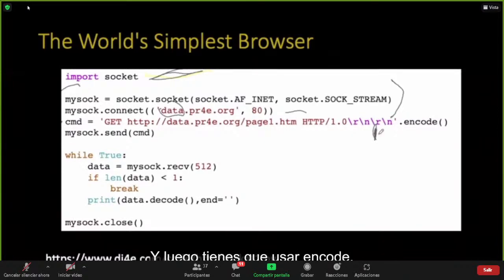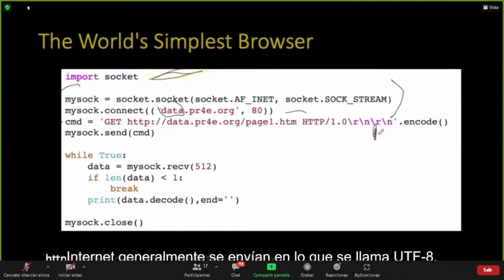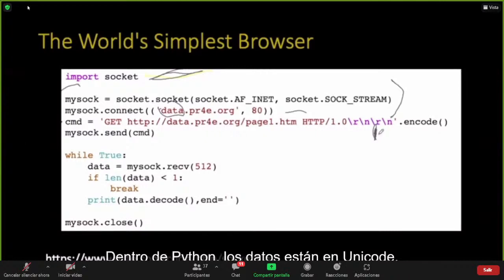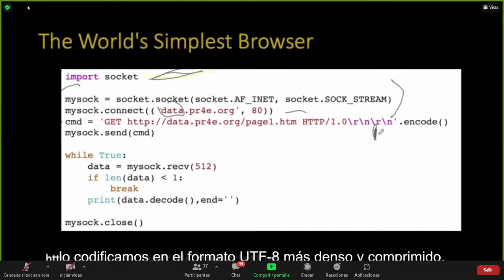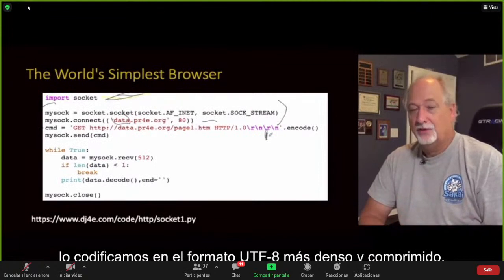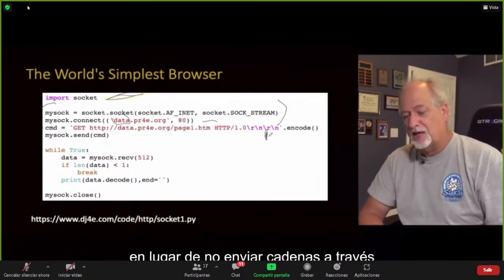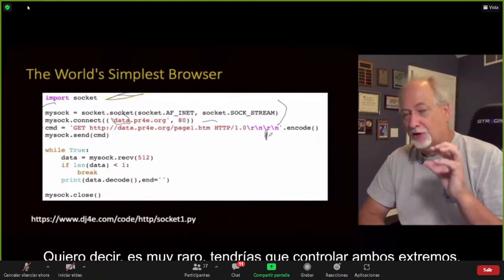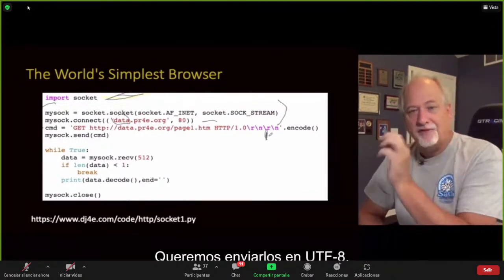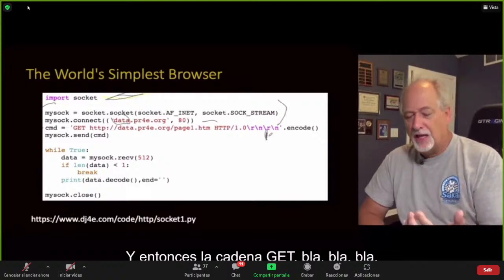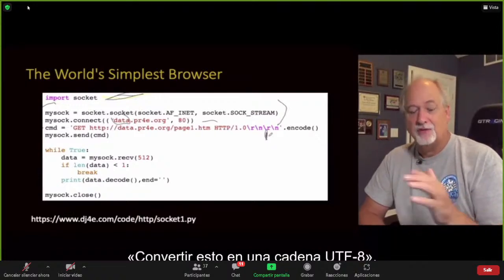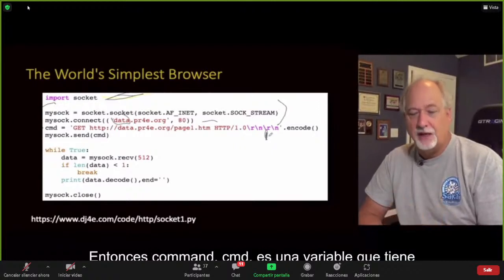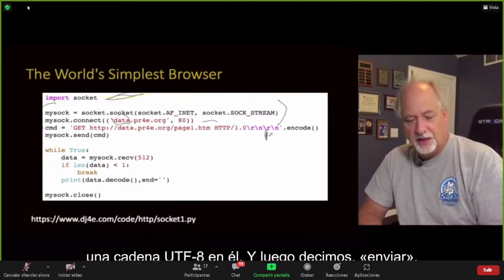And then you have to use encode, and encode means that the data sent across the internet is generally sent in what's called UTF-8. Inside of Python, the data is in Unicode, so that you can put literally any character in a Python string, and then preparing it to send it out across the internet, we encode it into the more dense, more compressed UTF-8 format. We don't send strings across the internet in Unicode in general. It's very rare, but you'd have to control both ends. We want to send them in UTF-8, so the string GET blah blah blah is a Unicode string in Python, and .encode says convert this into a UTF-8 string, so the command variable, cmd, has a UTF-8 string in it.